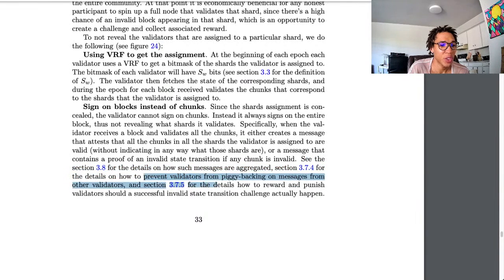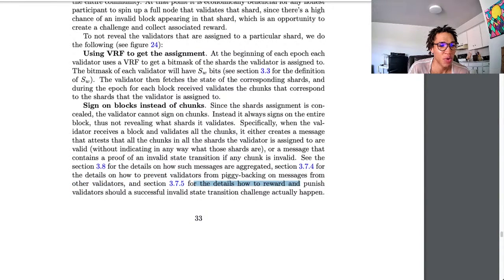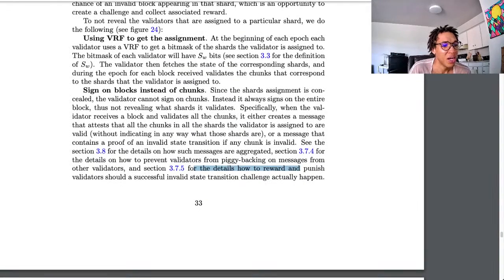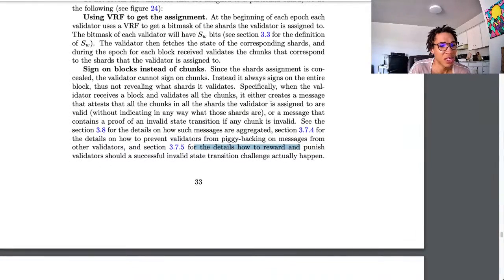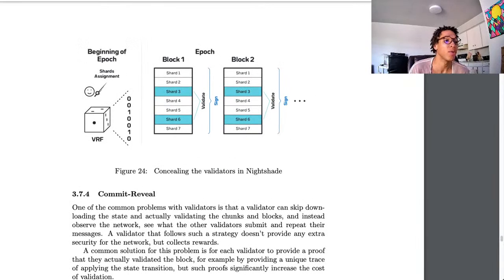How to prevent validators from piggybacking on messages from other validators. And here for details, how to reward and punish validators should a successful invalid state transition challenge actually happen. Okay, cool.